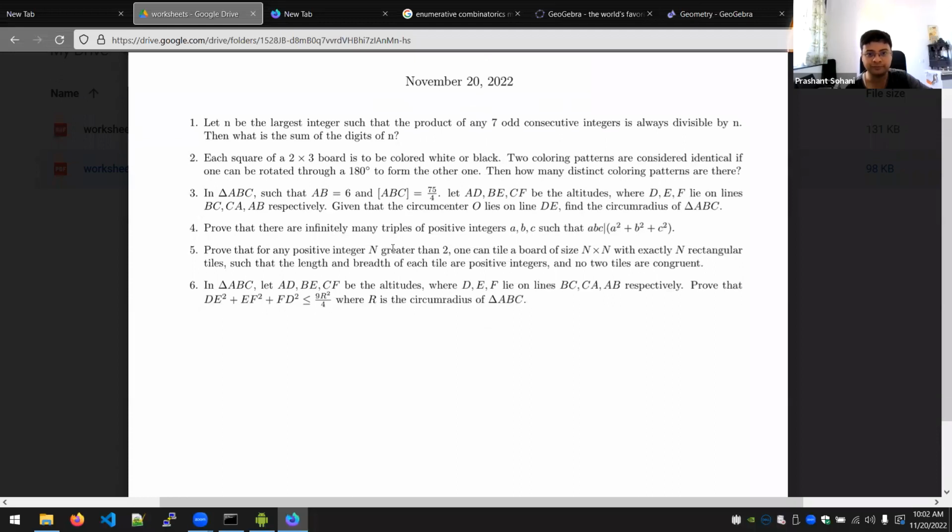So question 4. Prove that there are infinitely many triples of integers A, B, C such that ABC divides a square plus b square plus c square. Question 4 onwards will be kind of harder questions. So you are free to decide if you want to stay, continue, or leave. That is fine. Okay, so anybody who has already found the solution of question 4?